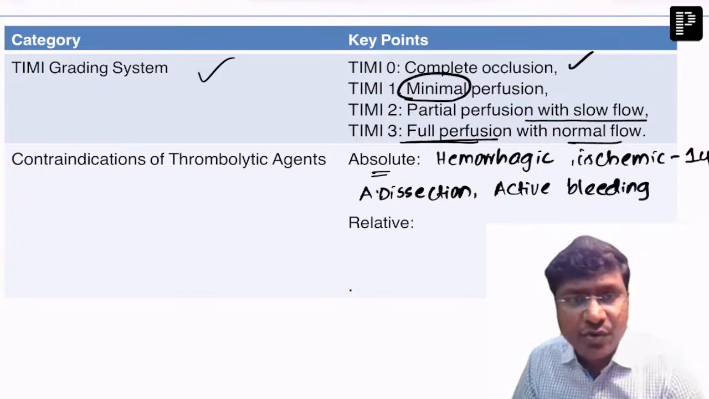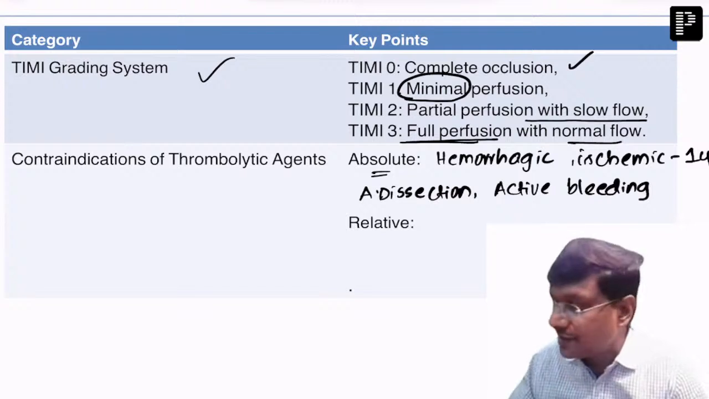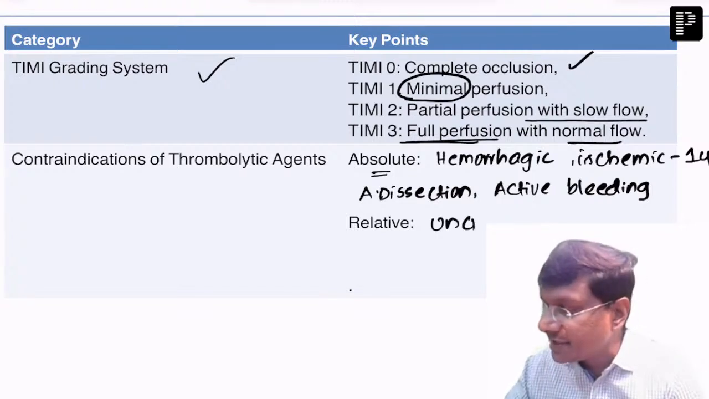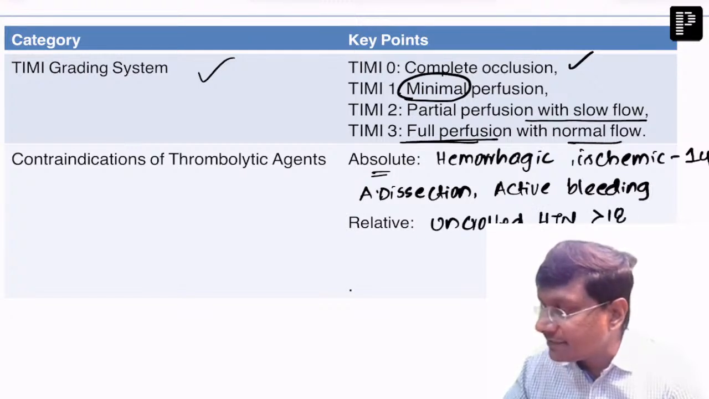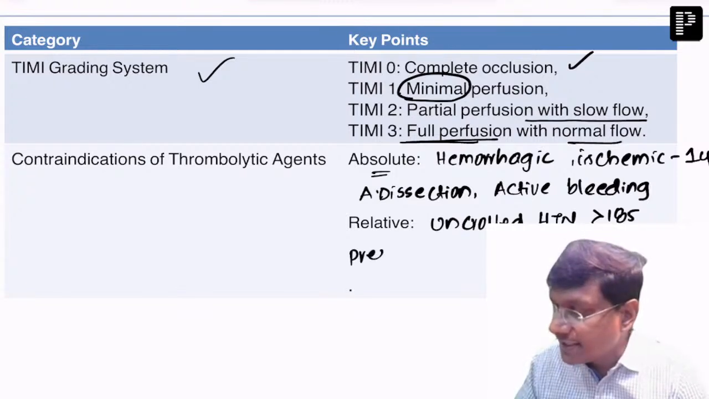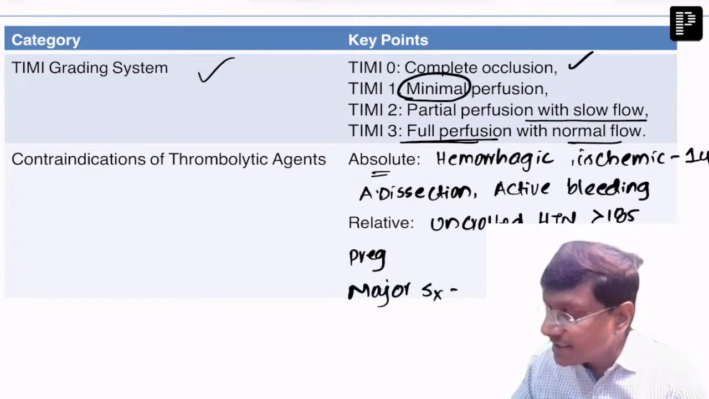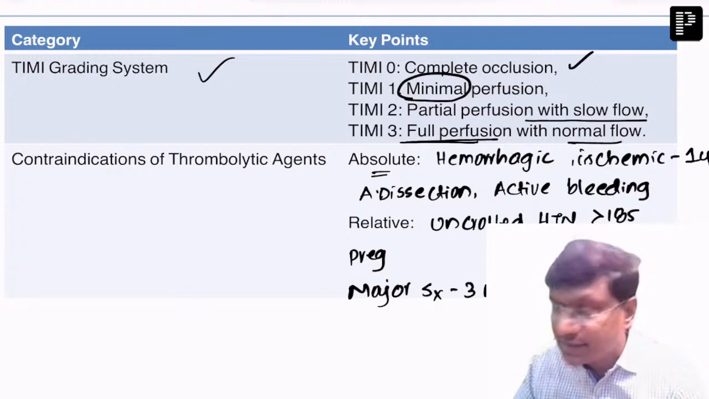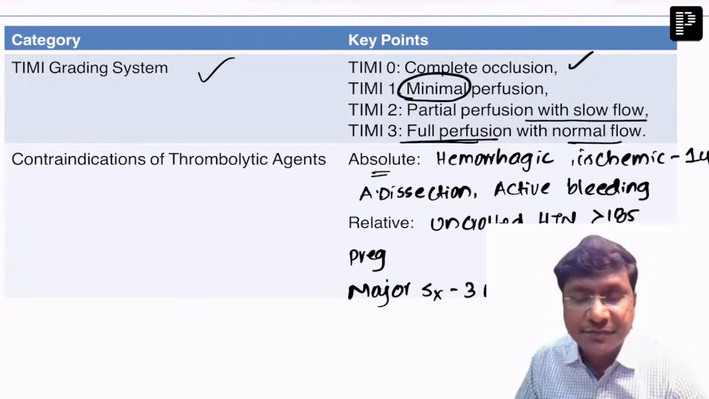Then what are the relative contraindications? The relative contraindications are if the patient has uncontrolled hypertension. And what should be that uncontrolled hypertension? That is more than 185 by more than 120. It's a relative contraindication. Pregnancy is a relative contraindication, right? Or if the individual has undergone a major surgery within the last 3 weeks, that is also a relative contraindication. So these are the contraindications for thrombolytic therapy.